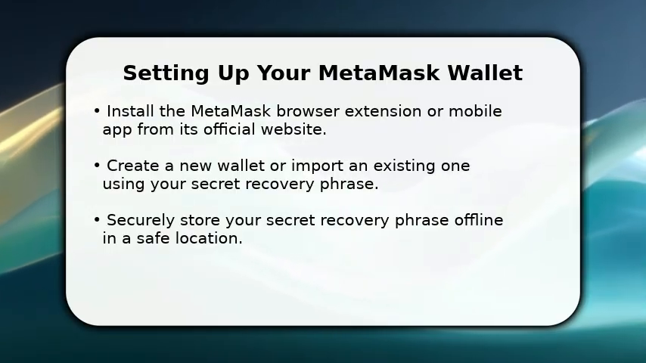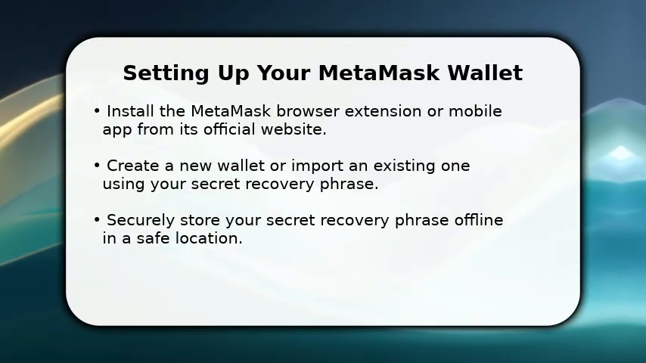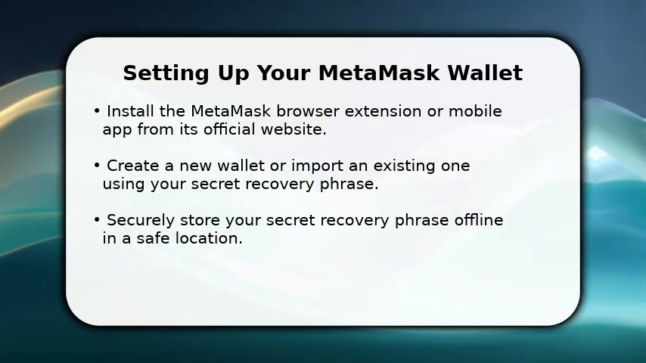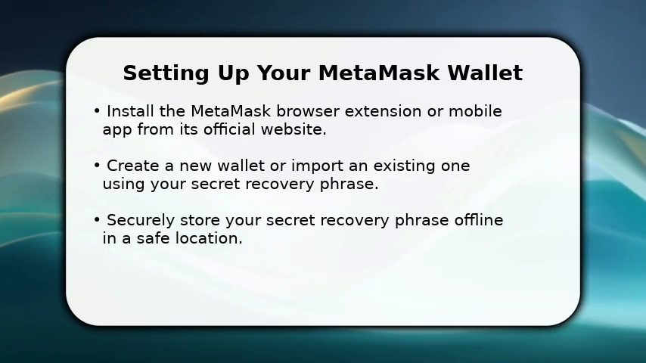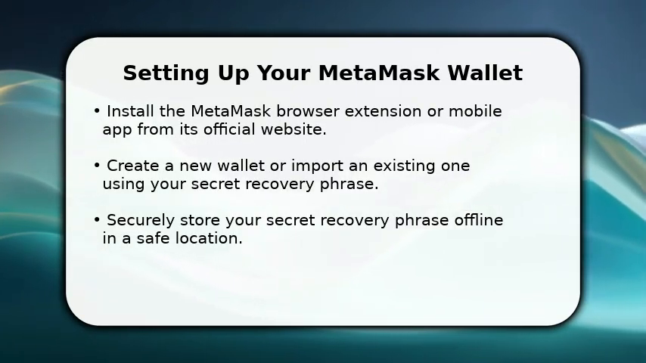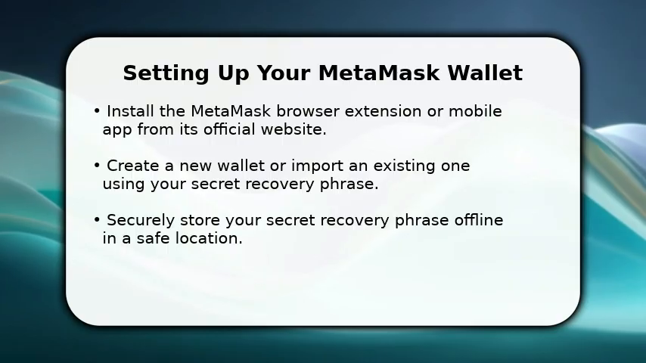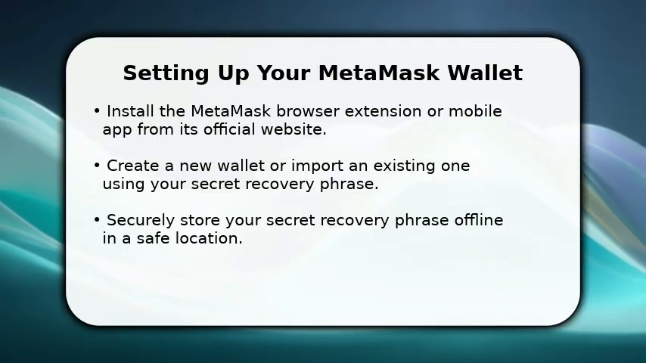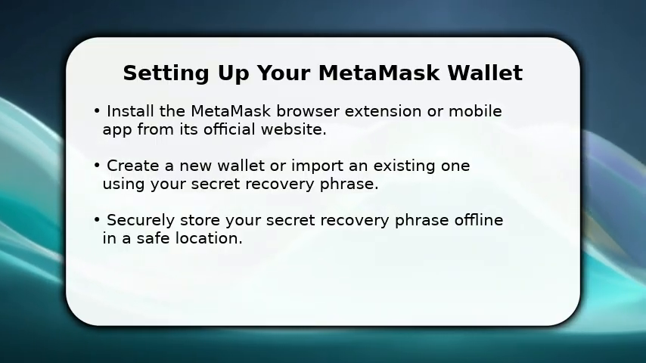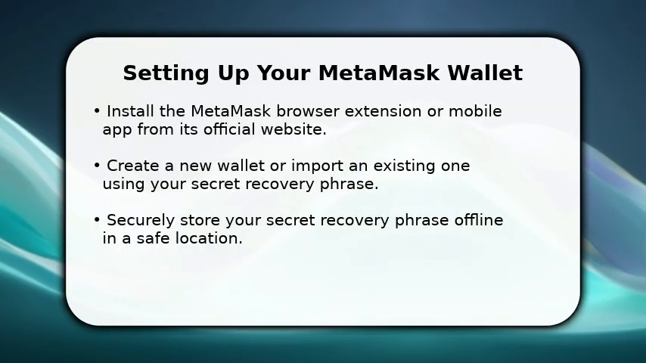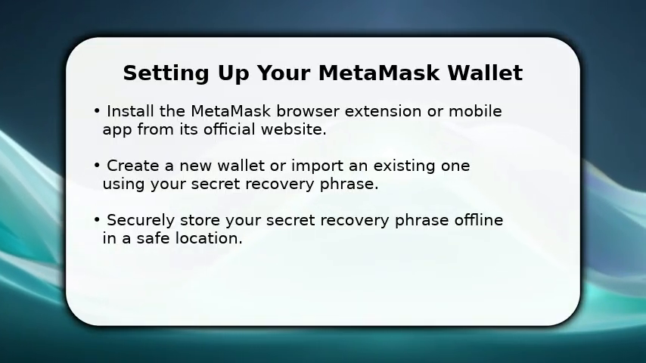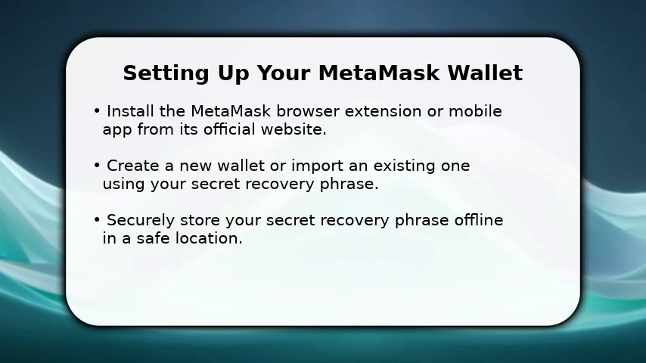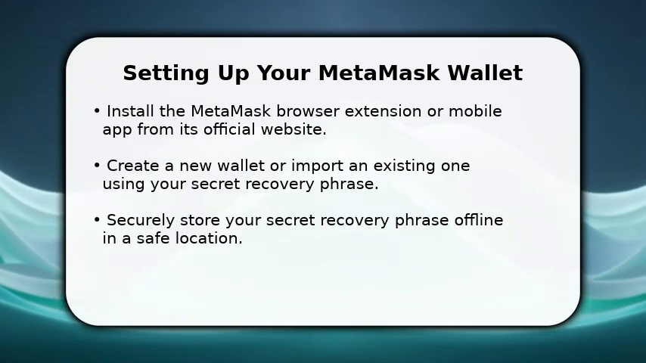First, you will need to set up your MetaMask wallet. Download the official MetaMask extension for your browser or the mobile application. Follow the prompts to create a new wallet, carefully noting your secret recovery phrase. This phrase is crucial for wallet recovery, so keep it extremely safe and private. Once set up, ensure your wallet is connected to the appropriate blockchain network, such as the Ethereum mainnet.